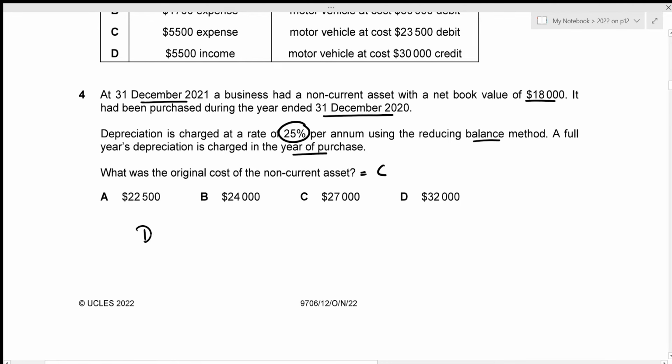Now we need to figure out the depreciation for the first year, which is the year ended 31st December 2020. And we know that this non-current asset had been purchased during the year 2020, which means that there would not be any sort of accumulated depreciation. So we can easily charge our rate of depreciation to the cost. So that will be C times our rate of 25%, which we can write down as 0.25. So the depreciation for the year ended 31st December 2020 is going to be 0.25C.